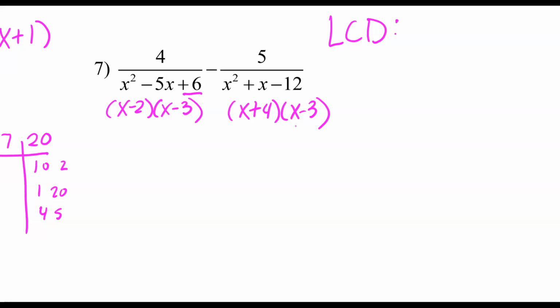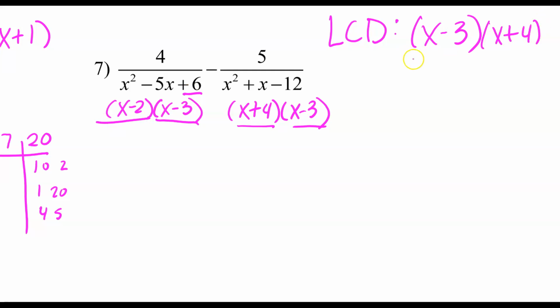So my LCD is going to contain all of the factors in the denominator. So they both have x minus 3, so I need to include the x minus 3. And that's the one that they have in common, and now I need to include the other factors, x plus 4 and x minus 2. Oh, I wrote way too big.